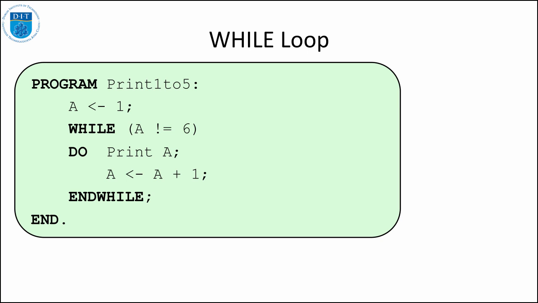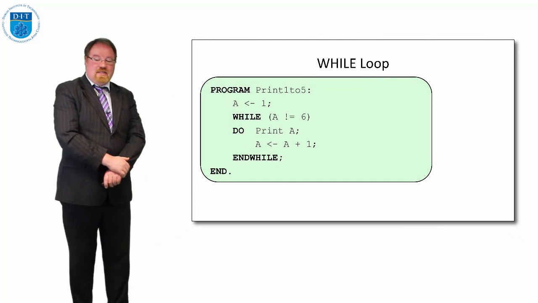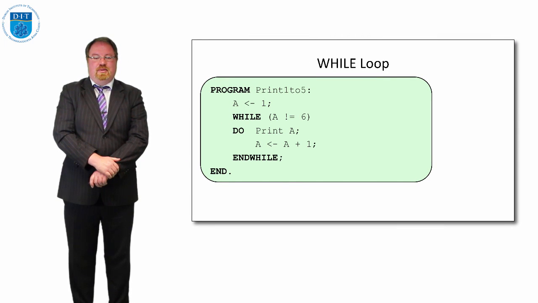sequence. So if we change not equal to 6 to not equal to 5001, then we print out the numbers 1 to 5000. If we change the number to 1,000,001, we print out the numbers 1 to 1,000,000. When it gets to 1,000,001, it falls out of the loop, and then it won't print out 1,000,001. So that's the basis of the while loop.